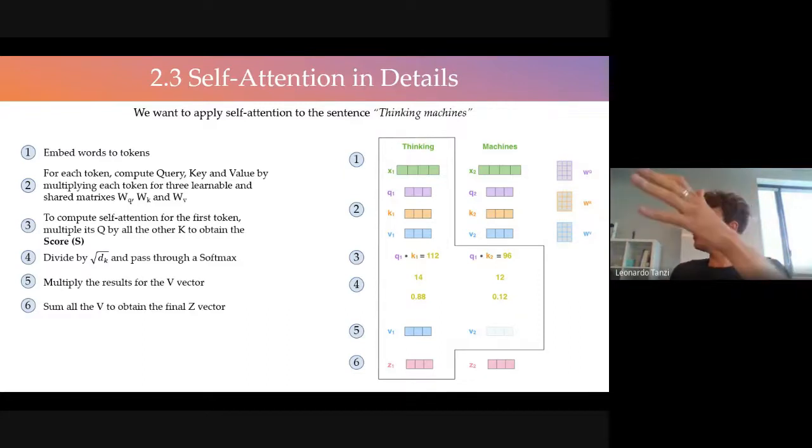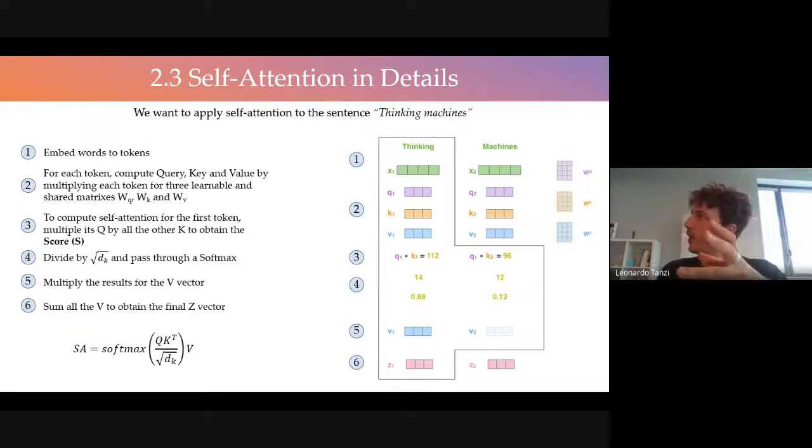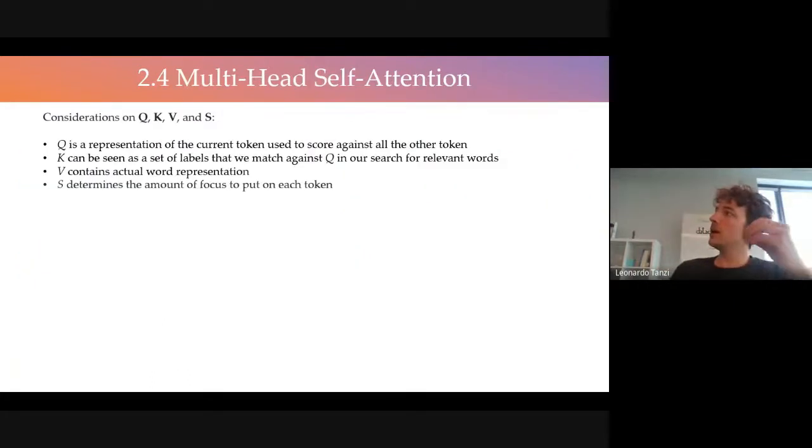Then you're going to do the same for the second word, and you're going to obtain a self-attention vector for the second word. And the three matrices that you use are the same, learnable and shared. This is the formula that summarizes all this process.